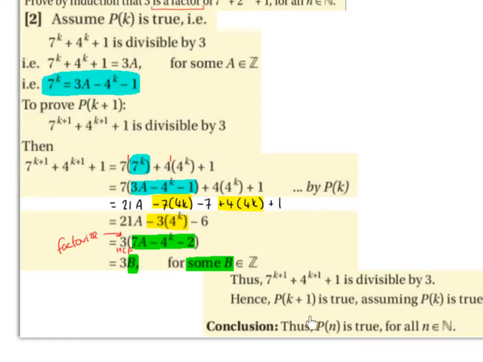Conclusion. Thus, P(n) is true for all n values, elements of the natural number set.